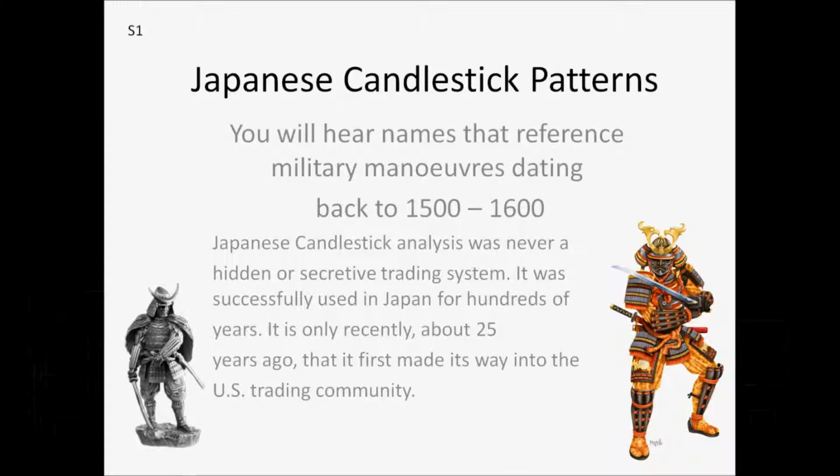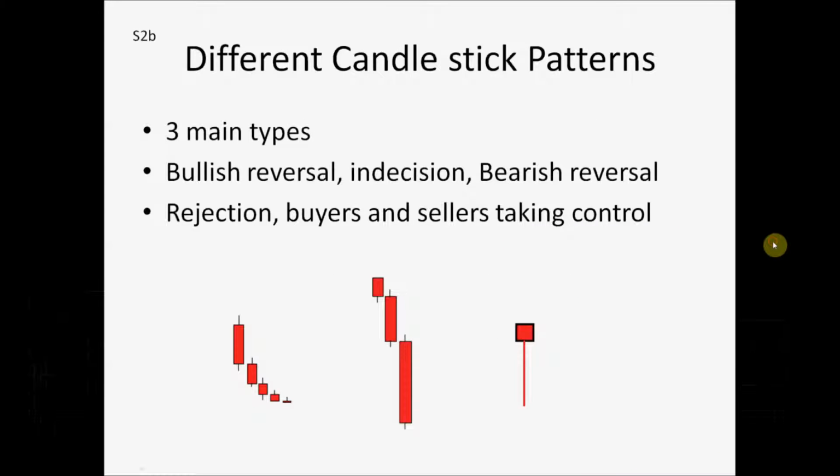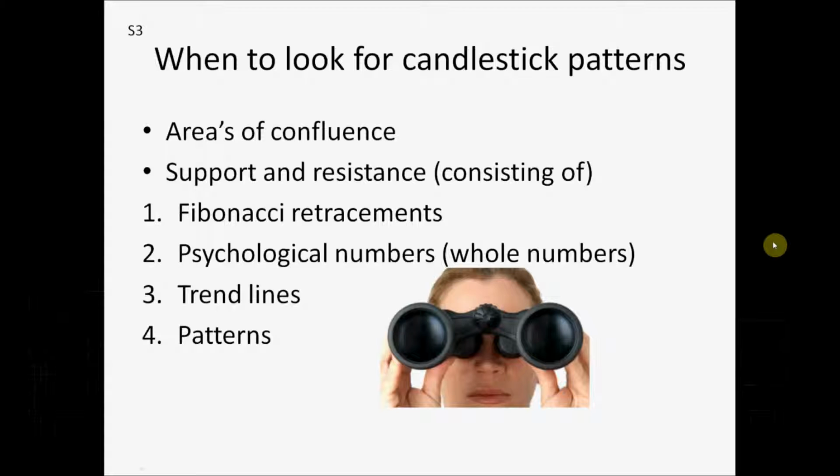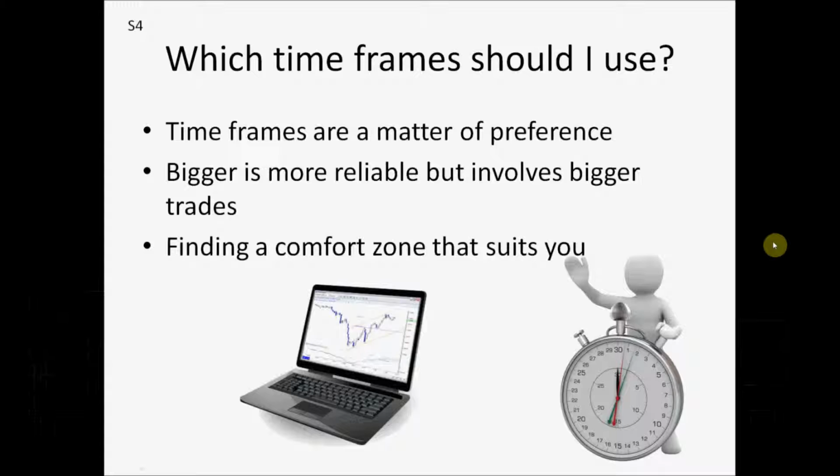Let's go back just to recap here. We know that there's three different types of candlestick patterns: the bullish reversal, the indecision, and the bearish reversal. We know that they represent rejection from areas of support and resistance, where buyers or sellers are coming into the market at those points. We know what we've just covered, to look for candlesticks at those areas. We know that the bigger the time frame, the more reliable the candlestick pattern. At this stage of your trading, I would recommend sticking to the 4-hour and the daily.